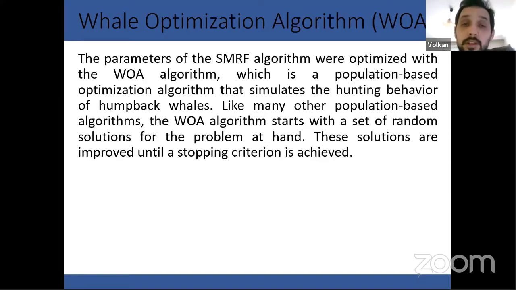So the whale optimization algorithm is a population-based algorithm based on the hunting behavior of humpback whales. The whale optimization algorithm starts with a random population that consists of possible solutions, and the solutions are improved until a stopping criterion is achieved.